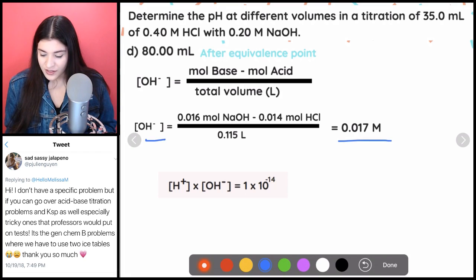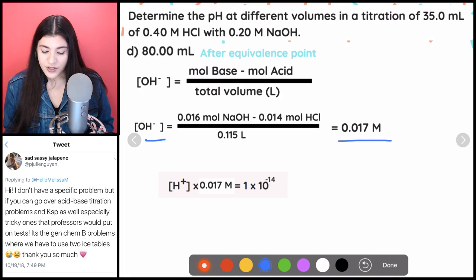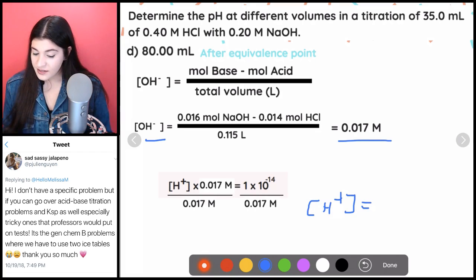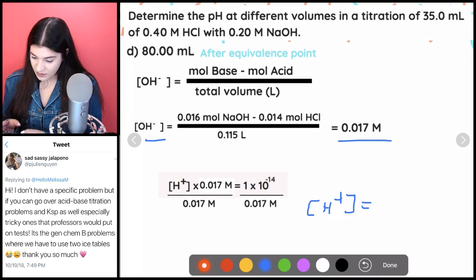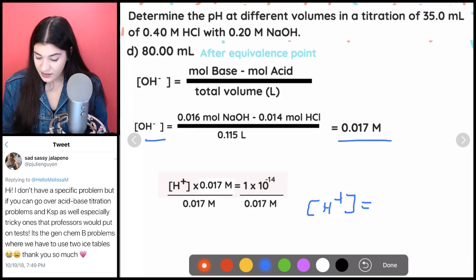Okay. So what I'm going to do is I'm just going to plug this in. So I plugged it in for our base. And then next, all I have to do is divide both sides by this value to figure out what our acid concentration is. So I'll do that. And then let's figure out together what our concentration of acid is. So I'm going to divide 10 to the negative 14th by 0.017. And that would give us 5.88 times 10 to the negative 13th.